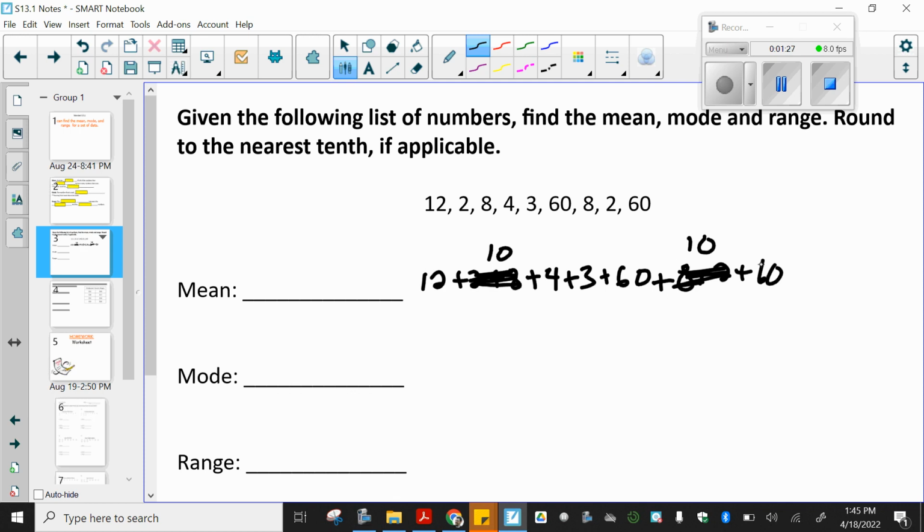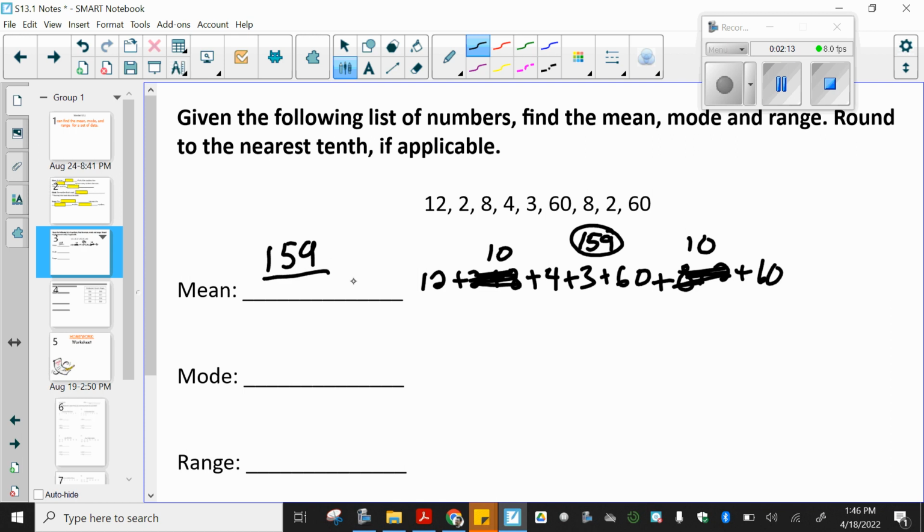All right, let's do that. 60 plus 10 is 70, plus 60 is 130, plus 10 is 140, plus 12 is 152, plus 4 is 156, 159. I have 159 adding up in my head. Let's go back and plug it into the calculator to make sure. 12 plus 2 plus 8 plus 4 plus 3 plus 60 plus 8 plus 2 plus 60 again. That does give me 159. I'm going to write 159.